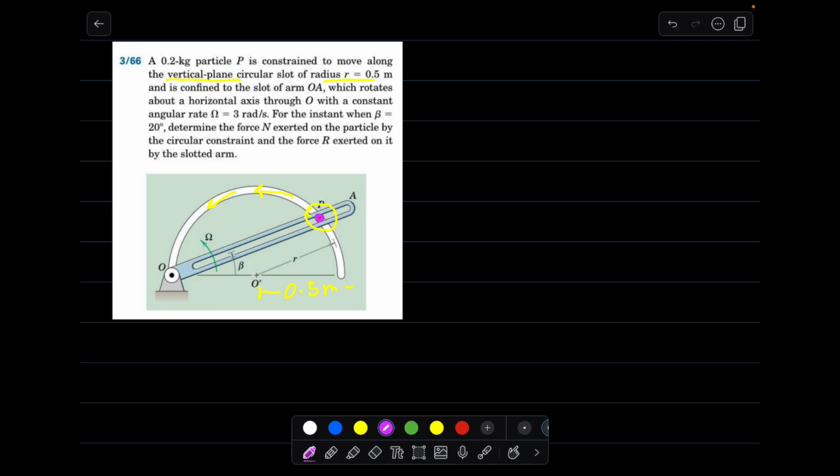At the same time this particle P is inside this slotted arm O2A, which rotates about a horizontal axis. This is our horizontal axis, but this whole system is in a vertical plane. When there is a vertical plane, you have to use g. I will tell you about it later, but the word here is vertical plane, so you must focus that g will work here.